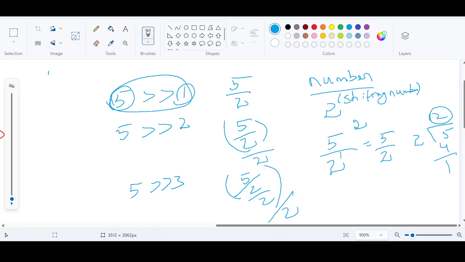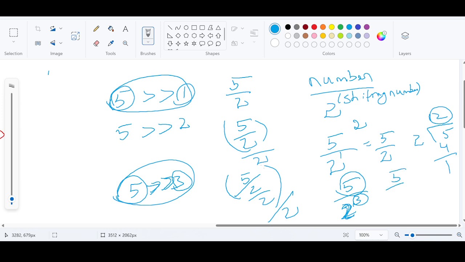Let me explain another one: 5 right shift by 3. It is 5 divided by 2 to the power of 3, because 5 is the number that is occupying here, 3 is the shifting number, and 2 is the actual base. So 5 divided by 8. It will only consider the quotient part, so 8 zeros are 0. So the answer is 0.